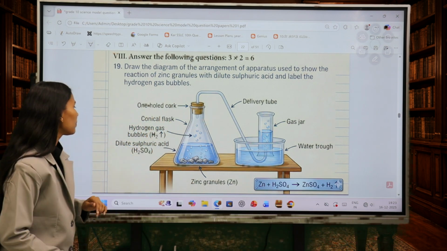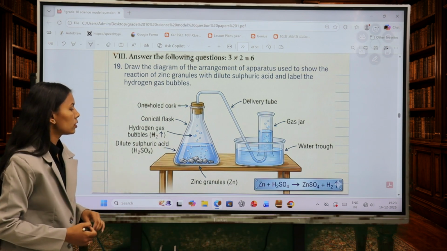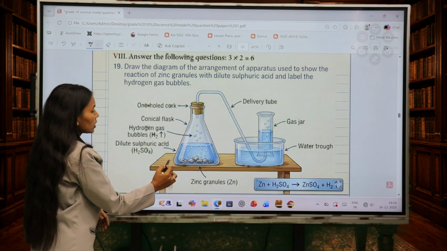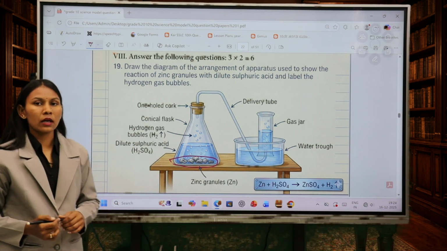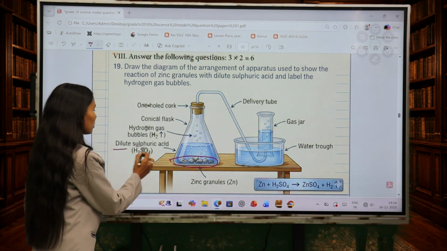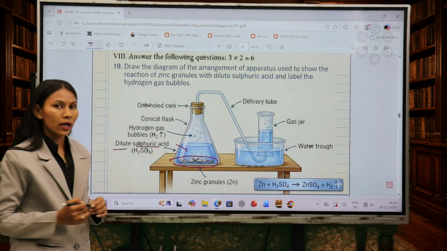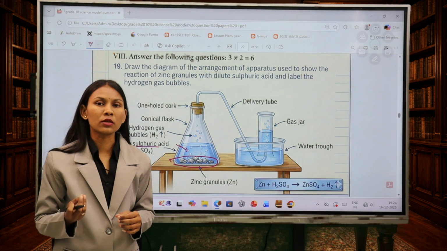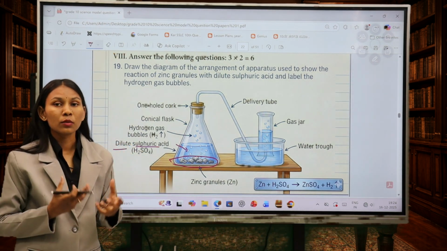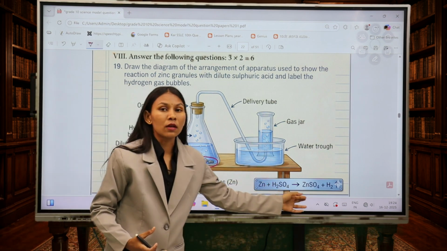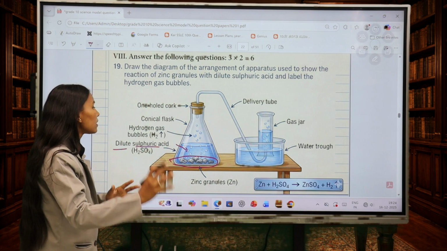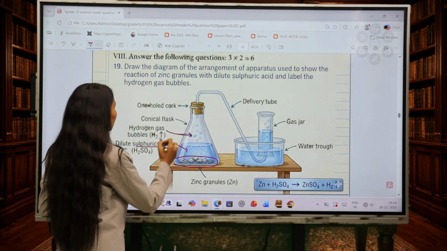As you can see here, we are taking a conical flask. We are adding some zinc granules inside it. These are the zinc granules. Once adding zinc granules, we are adding dilute sulfuric acid. Once these zinc granules react with the dilute sulfuric acid, they create one product, that is zinc sulfate. Whatever hydrogen gas is there is liberated in the form of gas bubbles.